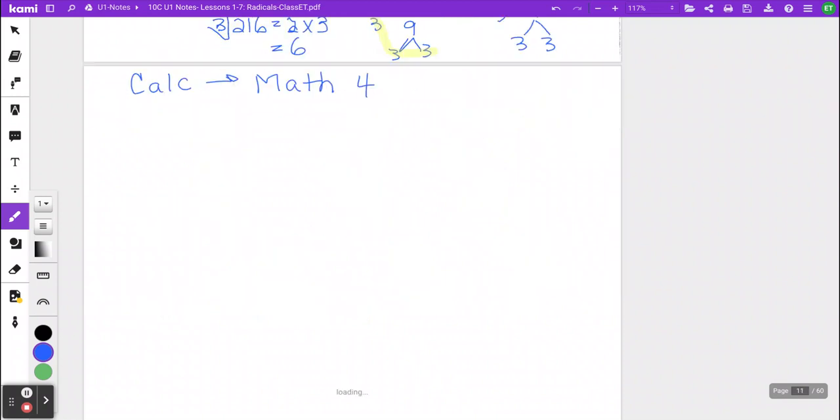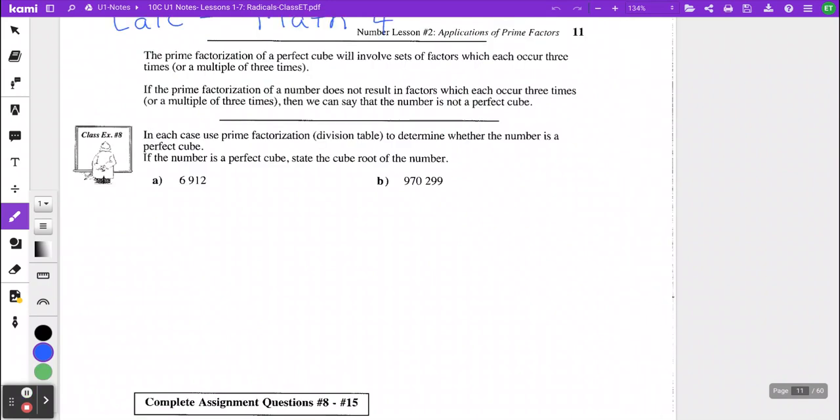Let's take a look at the next page with the last 2 examples. The prime factorization of a perfect cube involves sets of factors that occur in 3s, or triples, and for a perfect square, it occurs in doubles. If the number does not result, then it is not a perfect cube. Just like the previous questions, where we were looking for pairs in the perfect squares and one of the questions didn't have a pair, we're going to do the same thing here.